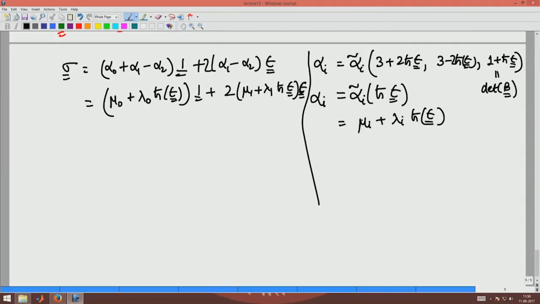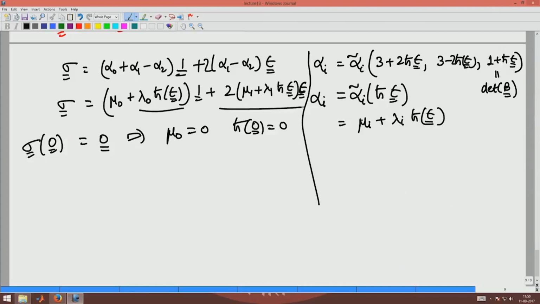Okay. Now, what happens when this is the stress? When strain is 0, what should be the stress? The stress has to be 0, right? When there is no strain, the stress has to be 0, which will imply that mu 0 has to be 0, because trace of 0 is 0, these terms will vanish, and the entire term will vanish, I will have mu 0 identity, which means that mu 0 has to be 0.